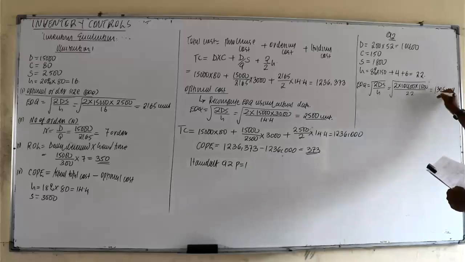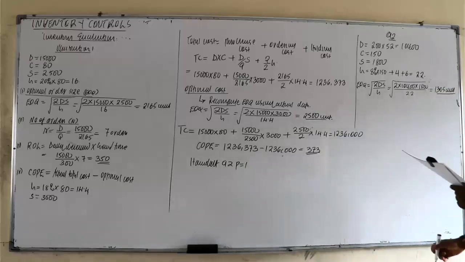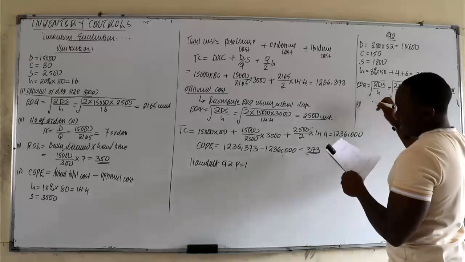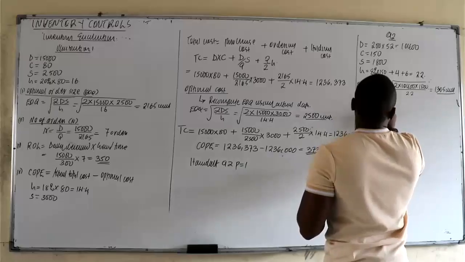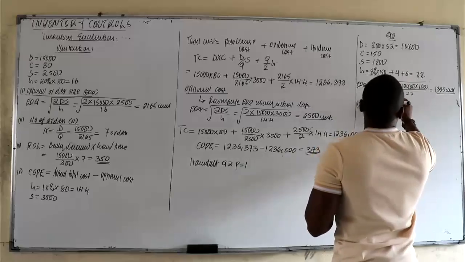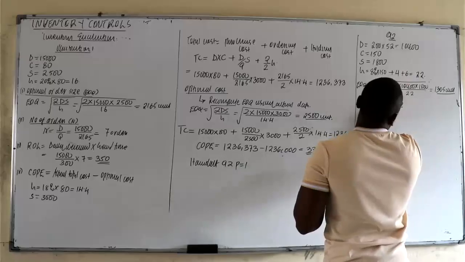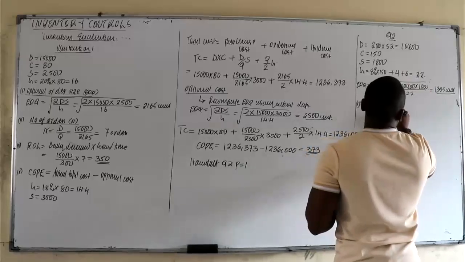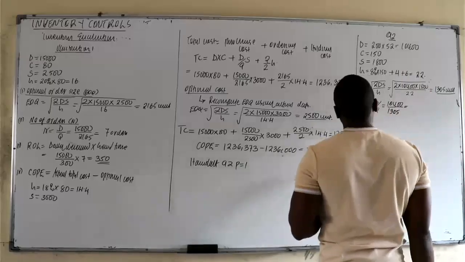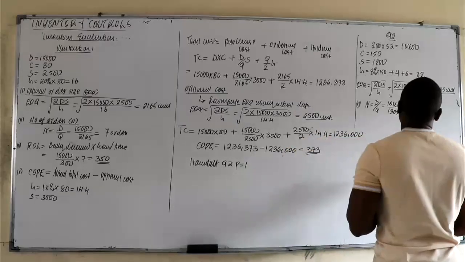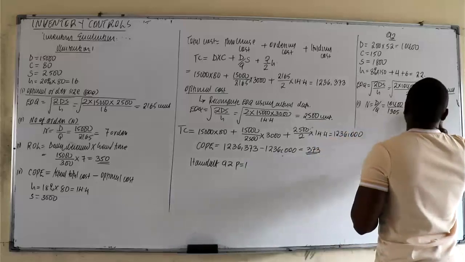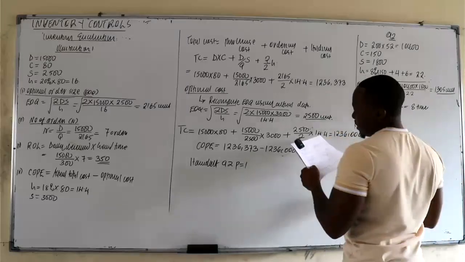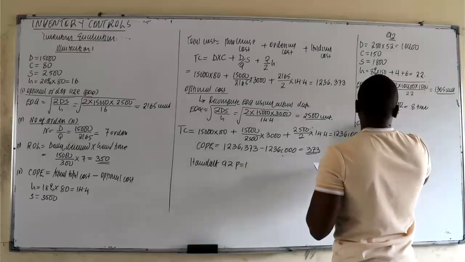So that means whenever we'll be making an order, we order in batches of 1305. Then number B, they need the number of annual orders. So annual orders N is D over Q. Our annual demand is 10,400. And whenever we are making an order, we order in batches of 1305. So that means in 1 year, you order how many times? 8 times. Then number C, the reorder level.